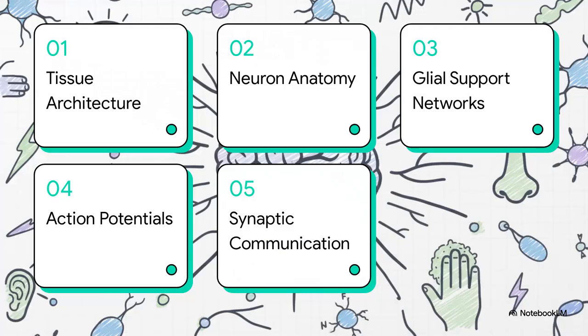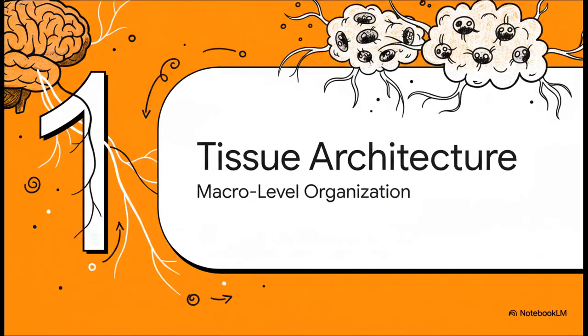Let's dive in. Here's our roadmap for the explainer today. We'll be going through 1. Nervous tissue architecture, 2. The anatomy of neurons, 3. Glial cell support networks, 4. Action potentials and myelination, and finally, 5. Synaptic communication mechanisms.